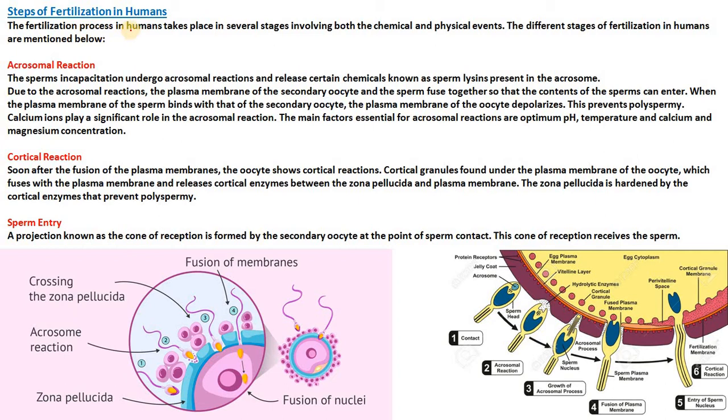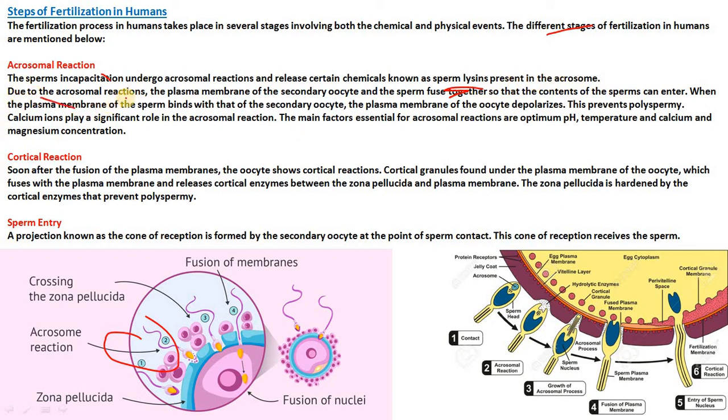Now the steps of fertilization in humans. The fertilization process in humans takes place in several stages involving both chemical and physical events. The different stages of fertilization in humans are mentioned below. First of all, the acrosomal reaction. The sperms in capacitation undergo the acrosomal reaction and release certain chemicals known as sperm lysins, okay, present in the acrosome.